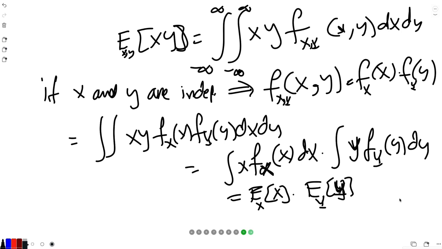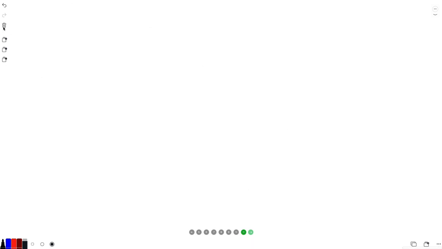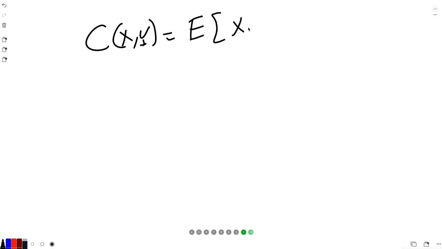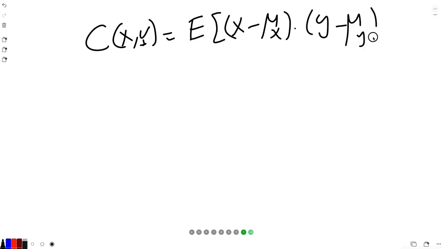So when x and y are independent, then the expectation could be also separated in this way, but this will be only if x and y are independent. Otherwise it is not possible to do that. Okay, and based on that we can define the covariance. The covariance between two random variables x and y is equal to the expected value of x minus its mean mu x multiplied by y minus its mean mu y.